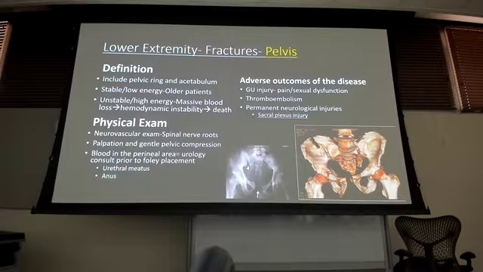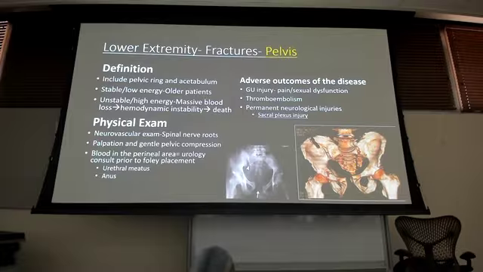And one of the things we have to do for these patients is stabilize. So we usually put them into a splint initially once they're in the ER, or a pelvic binder, initially to help reduce some of that blood flow.